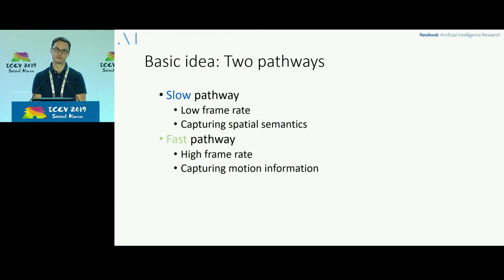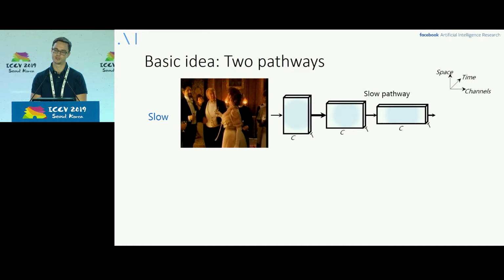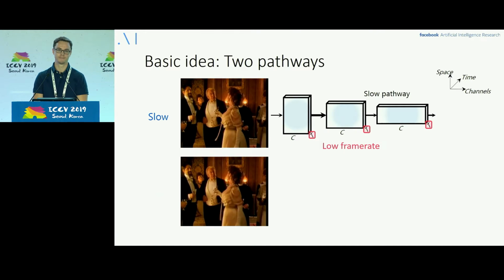So the basic idea of slow-fast networks is to use two pathways. One is a slow pathway that operates at low frame rate to capture semantics, and a fast pathway that operates at high frame rate to capture motion information. The slow pathway is a residual network, a 3D ResNet applied to low frame rate with low temporal resolution T.